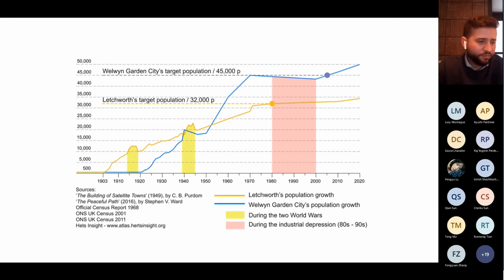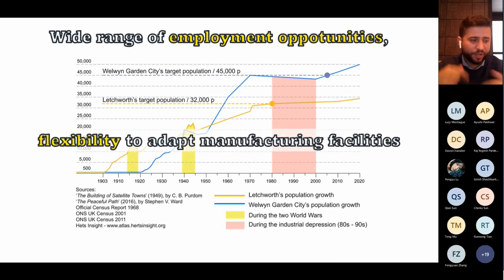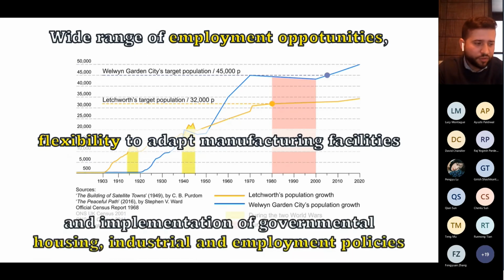However, the wide and varied range of job opportunities in both towns derived from the flexibility to adapt different kinds of manufacturing facilities within the industrial estates, and the implementation of governmental housing, industrial, and employment policies boosted the migration of unskilled, semi-skilled, and skilled workers from different parts of the country.